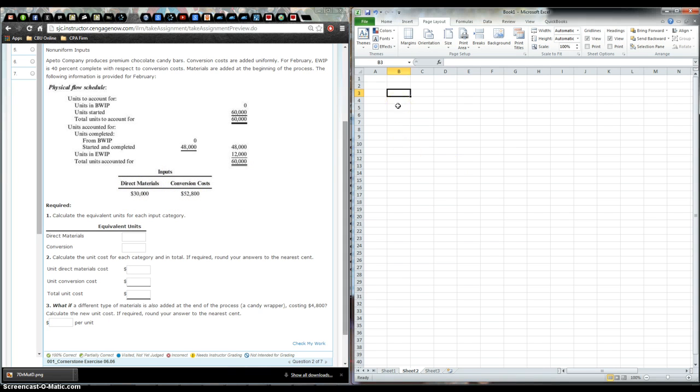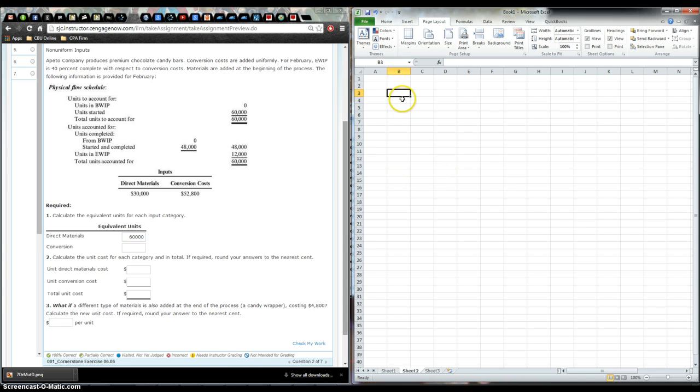So the first problem asks us to calculate the equivalent units for each input category. So the equivalent units for direct materials, remember, direct materials are added at the beginning of the process. We started a total of 60,000 units. So direct materials are going to be 60,000 units worth.